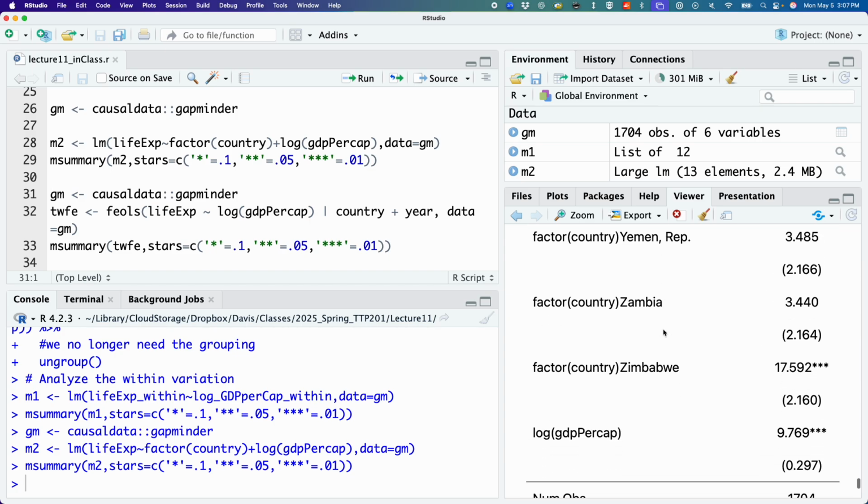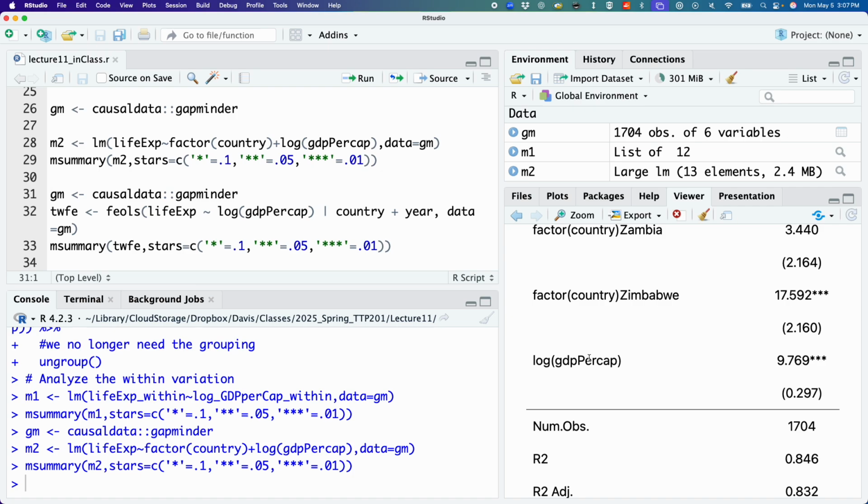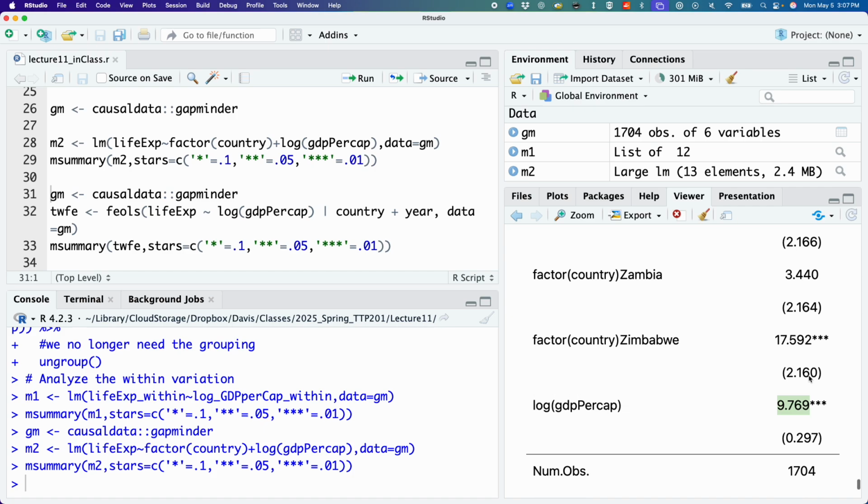And if I go all the way down to the bottom, we'll see log GDP per capita. So this is our treatment variable, and we observe it's 9.8. It's the exact same value as in our other model. So they both will give the same thing, with regards to all of these things.